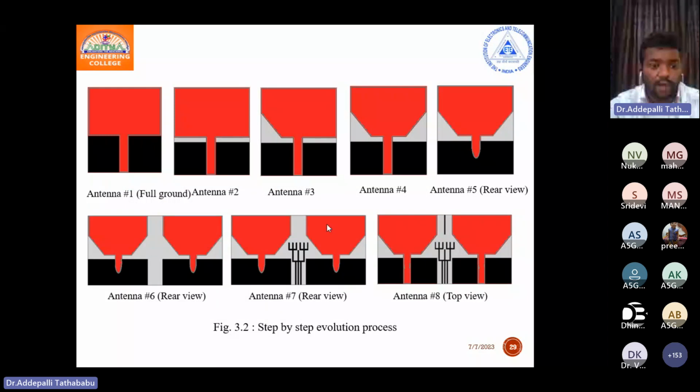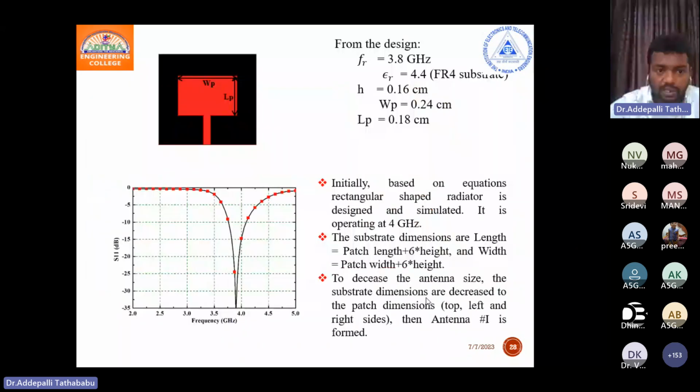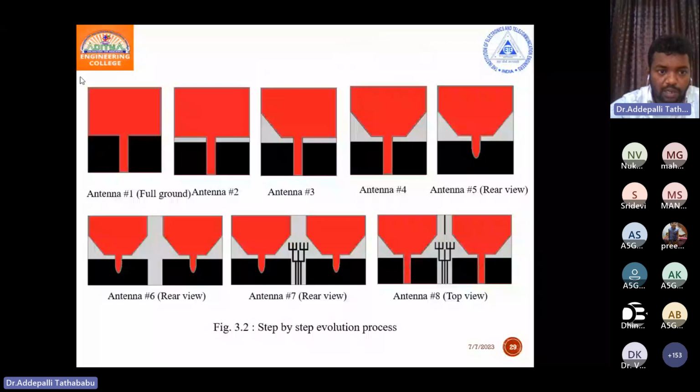So antenna 1 to antenna 2. Previously the antenna size would be like this: 6H, 6H, 6H. So I want to reduce the antenna here. You can see here, 6H, 6H, 6H like that. Now here I remove the remaining part and optimize all the dimensions using the simulator. Then finally we get a good result.